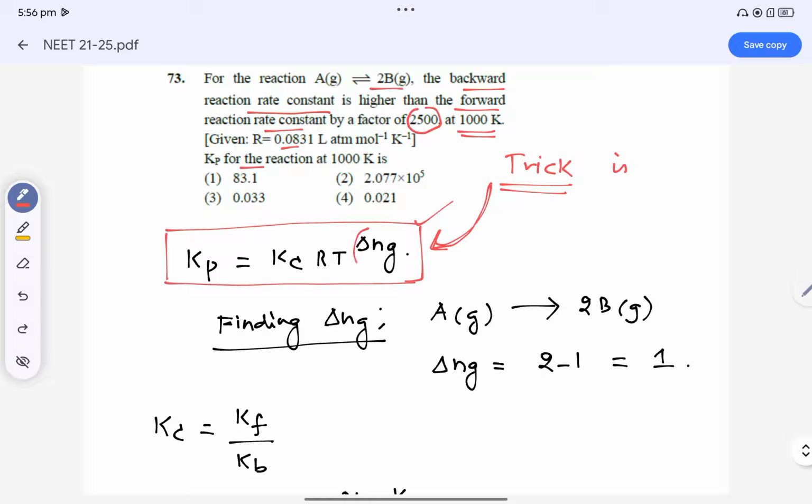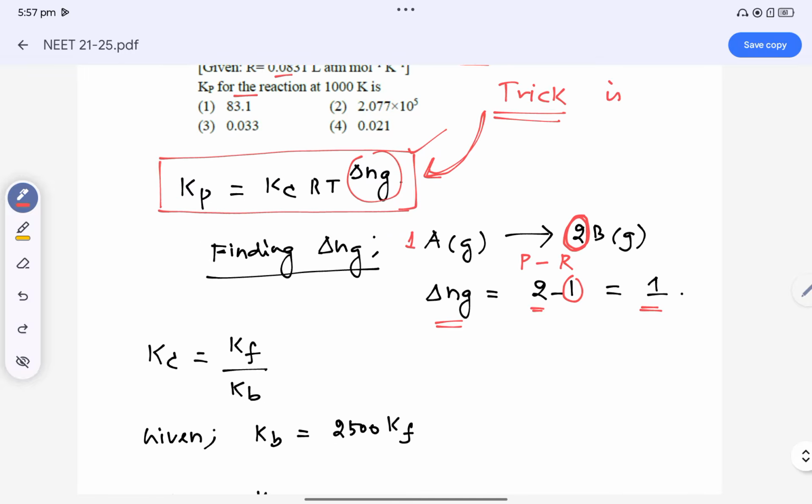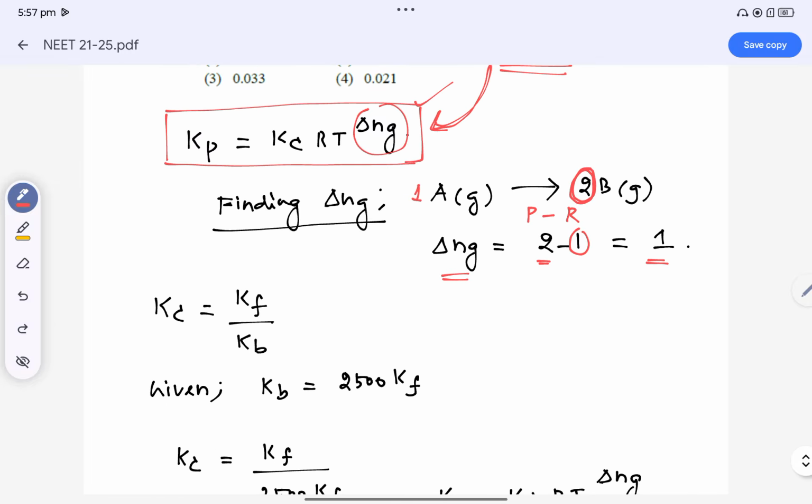First, you have to find the del Ng value. It is obtained from the equation A to B. Both are gaseous. So del Ng stands for product minus reactant, that is, the number of moles of product minus the number of moles of reactant. 2 minus, before A we have 1 mole, so 1 minus 1, del Ng value goes to 1.